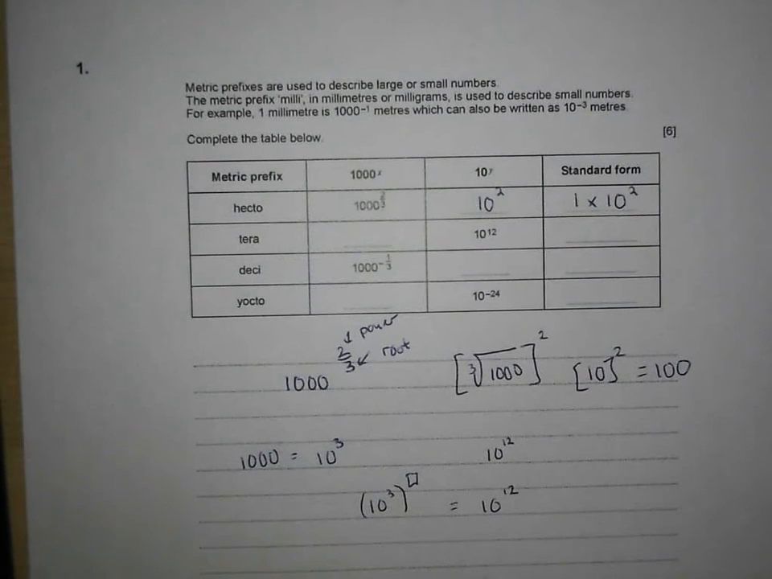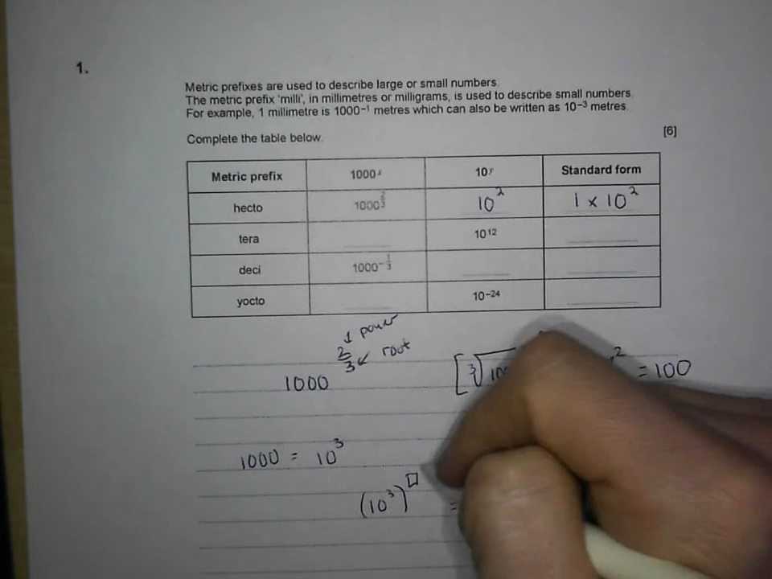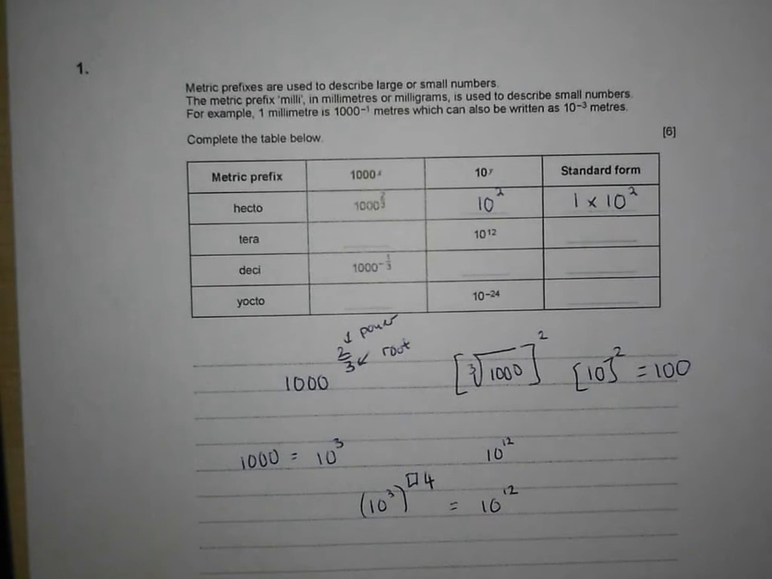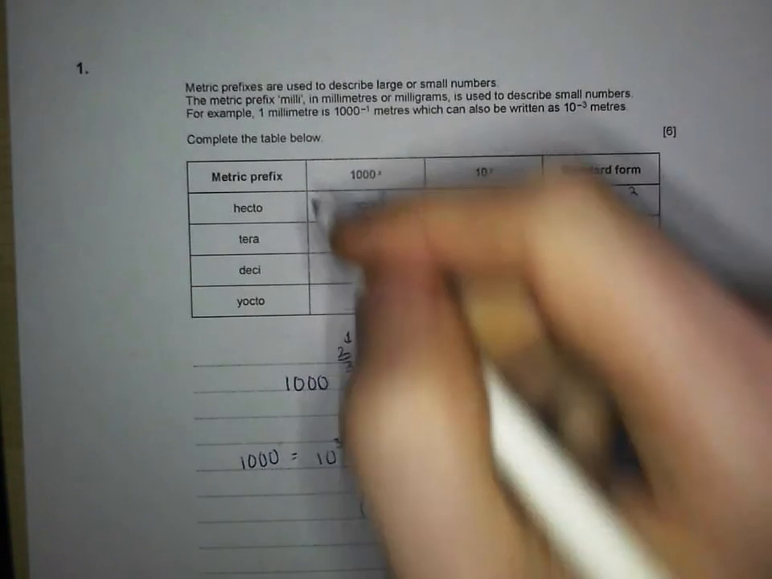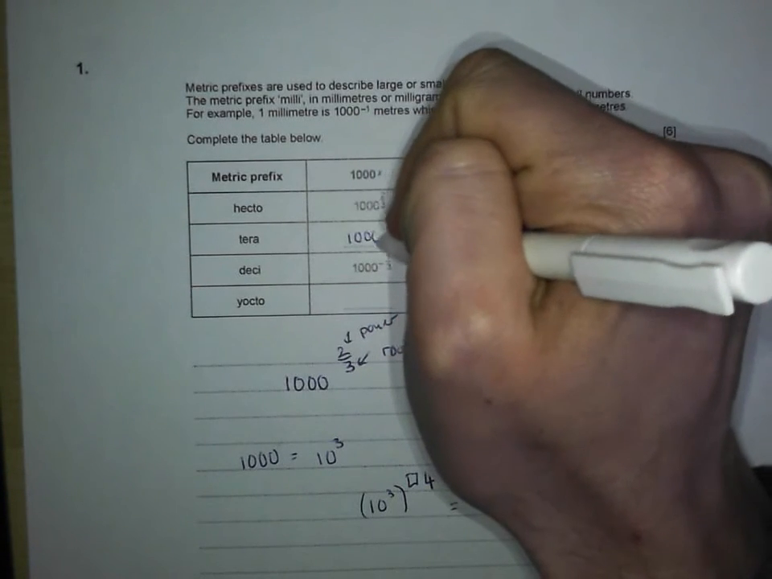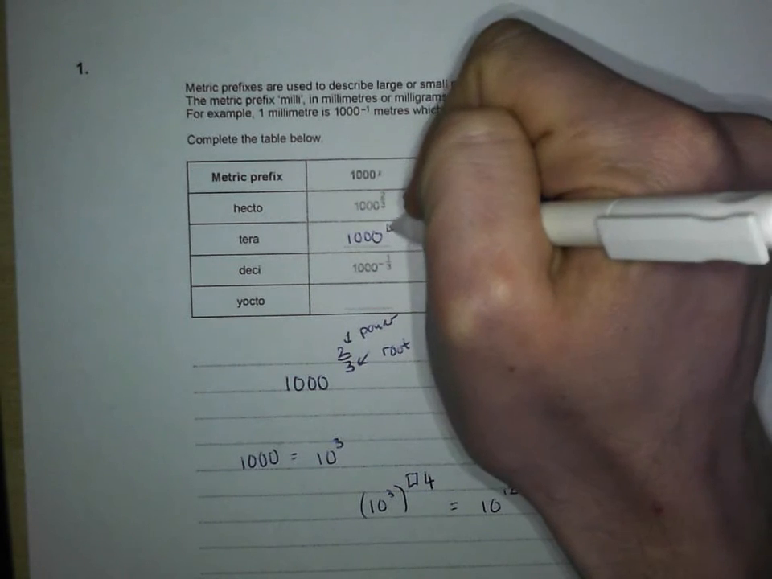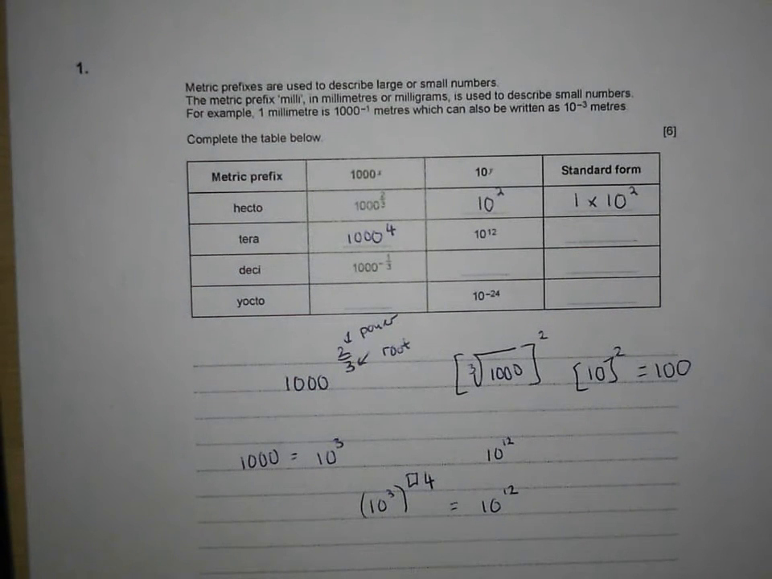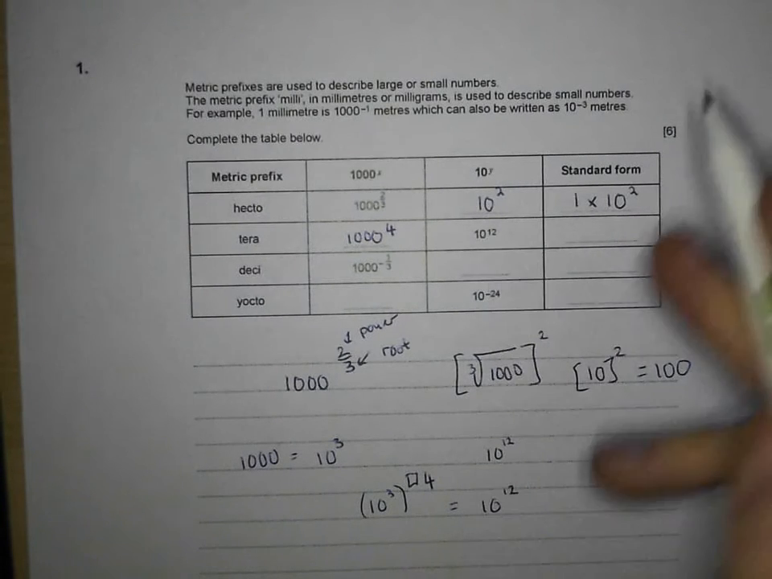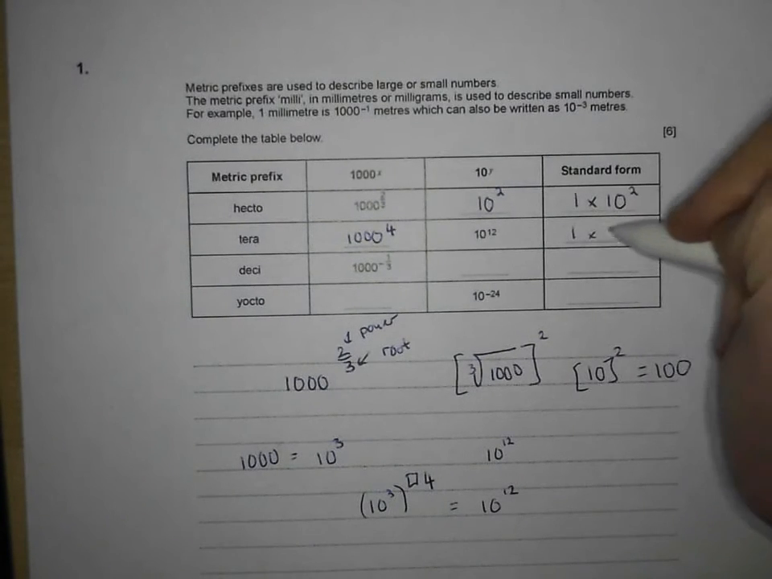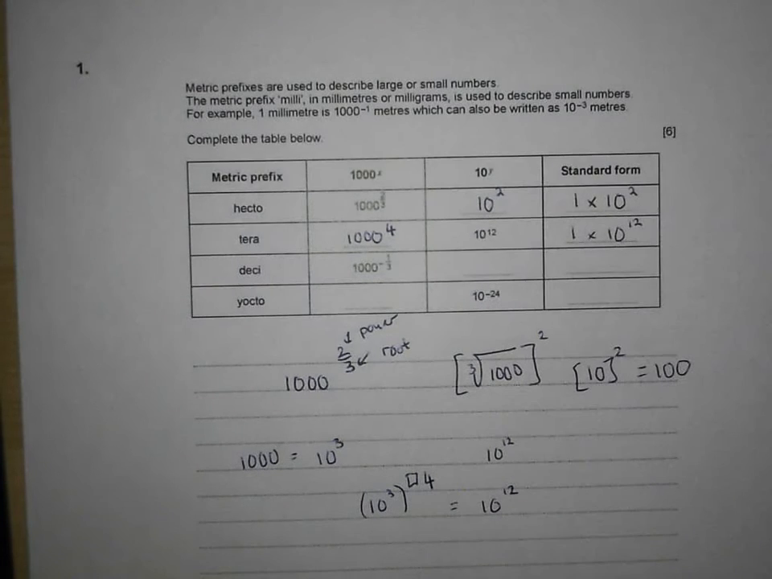Now, if you know your laws of indices, when you've got a power raised to another power, you multiply. So 10 cubed to the power of 4 is going to give me 10 to the power of 12. So 10 cubed is just 1,000, so 1,000 to the power of 4 is the same as 10 to the power of 12. And the standard form bit is the easy bit really, because that's just going to be 1 times 10 to the power of 12. That's not too bad.